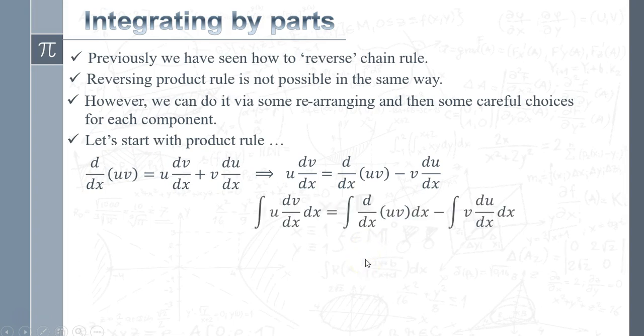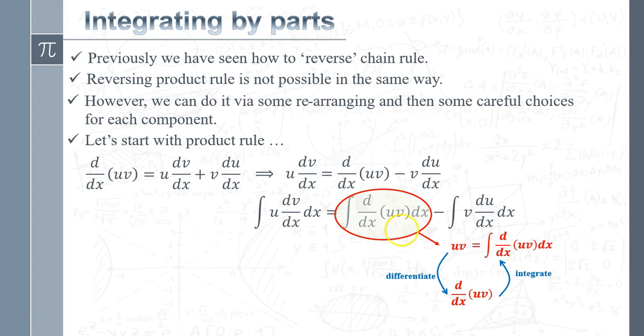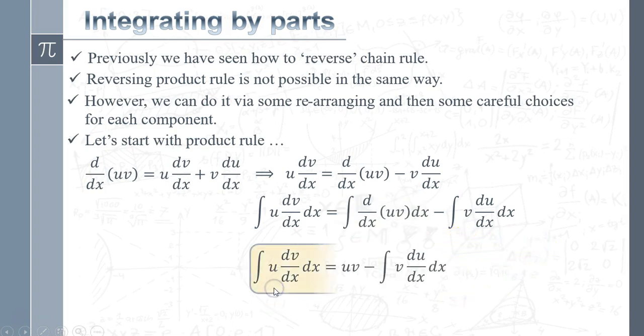So we've got the integral of u dv dx times dx equals the integral of the differential of uv, minus the integral of v du dx. That's an absolute mouthful, and it doesn't look like we've really achieved much. But I'm going to focus on this particular term here. Let's think about what happens if I start off with my product, uv, and I differentiate it. I get d dx of uv. And then if I integrate that again, I get back to where I started. So the integral of d dx of uv, dx, is simply uv. That's going to make life a little bit easier. So let's just do that.